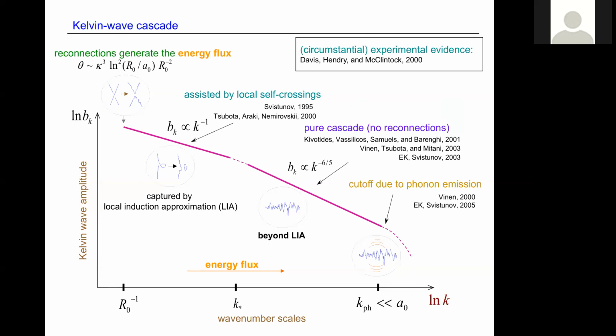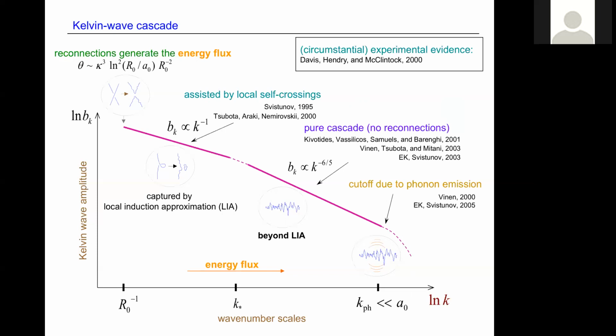What's the meaning? Right, so B_k is the amplitude of the Kelvin wave with wave number k. It's just the geometrical amplitude, and k obviously is the wave number. So what happens is that at the largest scale, at the scale of typical interline separation, when the vortex lines cross, their crossing leads to generation of Kelvin waves with wavelengths somewhat shorter than the typical scale at which the vortex lines cross. So this problem can be solved separately.